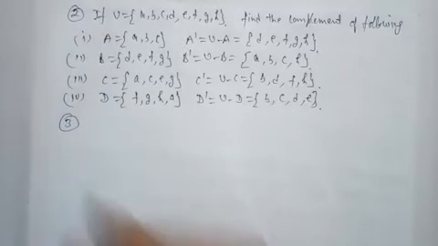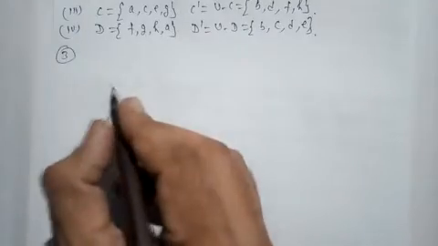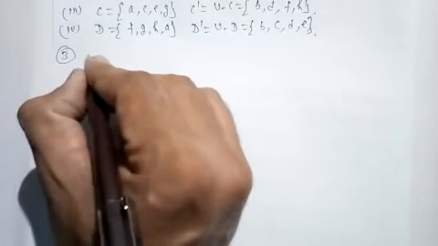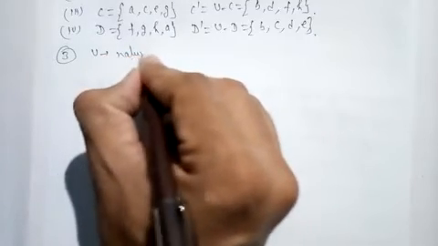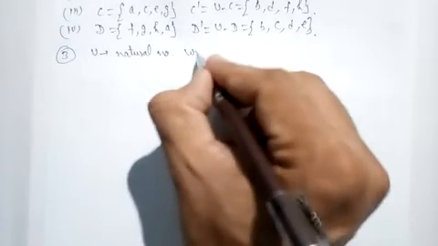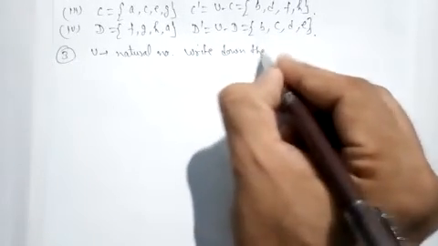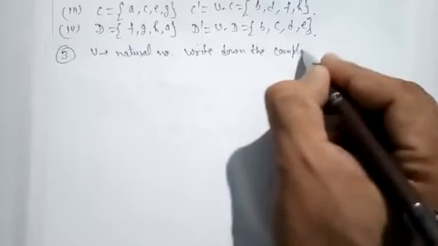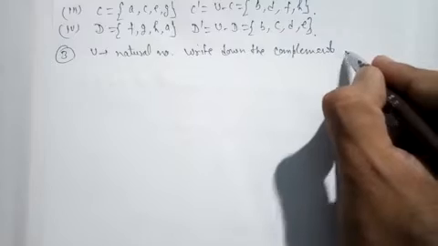Now question number 3. Third question is taking the set of natural numbers as universal set. Means U is all natural numbers. Write down the complement. For question statements you can use the NCERT book.